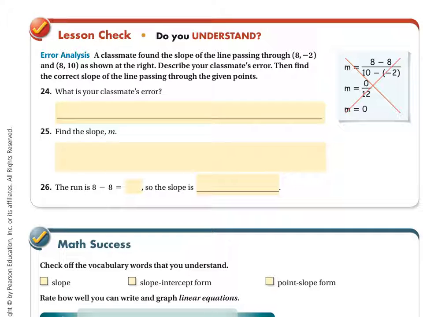They subtracted 8s in the numerator and 10 minus -2 in the denominator. Well, it looks like they put the x-coordinates in the numerator and the y-coordinates in the denominator, and it should be the other way around. So we could say that slope is rise over run. Not the other way around.